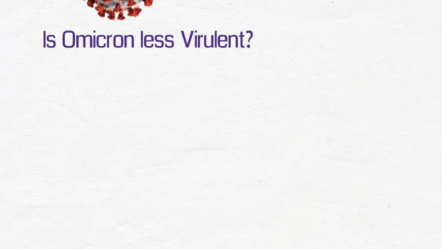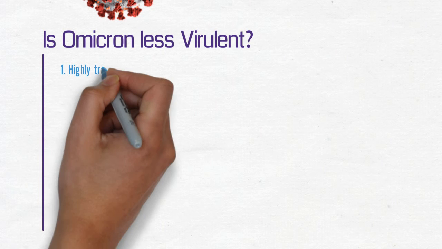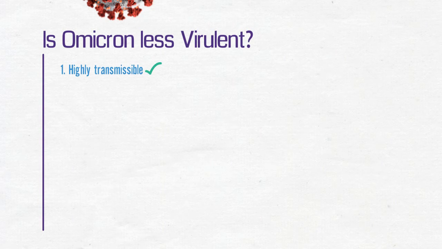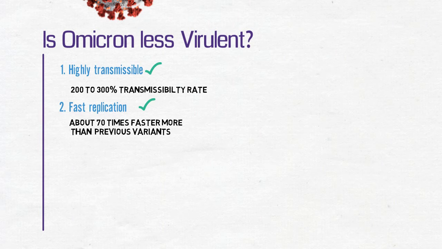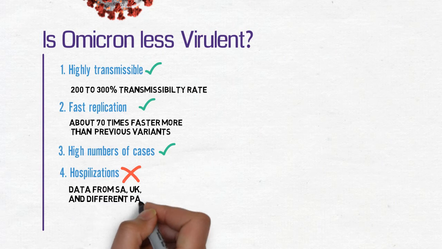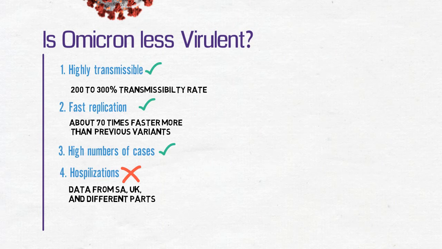Let us examine a number of factors and then we will make a determination. So we know Omicron is highly transmissible. In fact, epidemiologists have estimated about 200 to 300 percent more transmissibility than Delta. We also know that the rate of replication for Omicron is much faster, about 70 times faster than all previous variants. We also know that Omicron has high numbers of cases, but despite the exponential cases, there are low cases of hospitalization, given what we know in South Africa and in England, and also other studies which have been done in different countries.